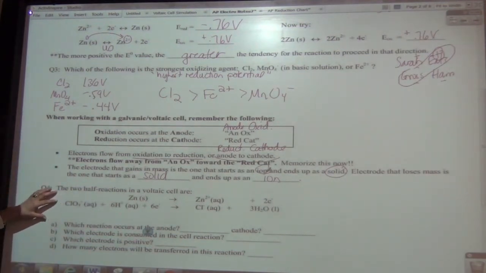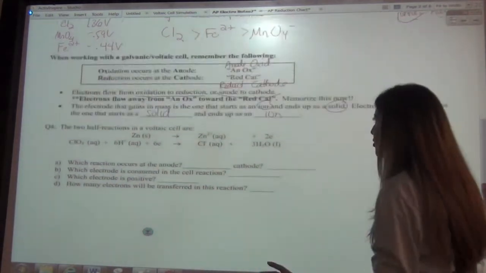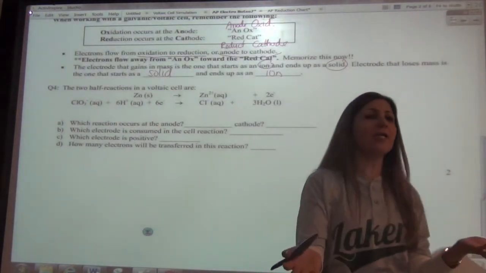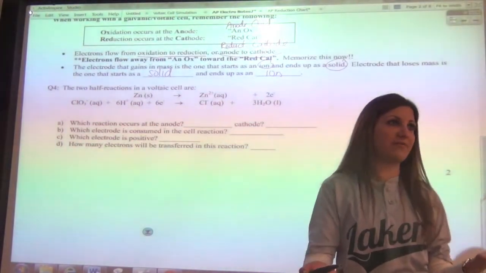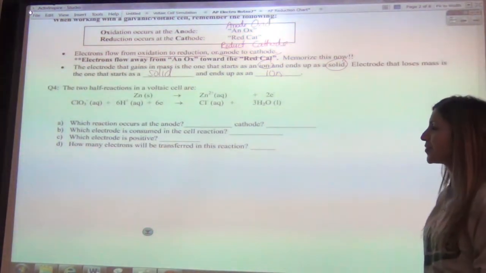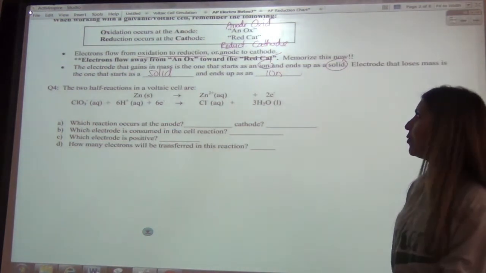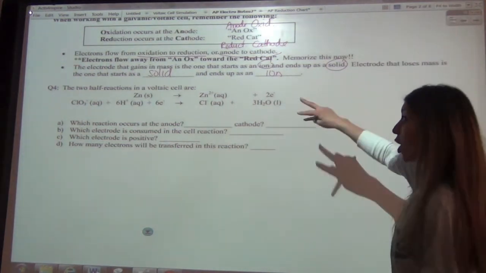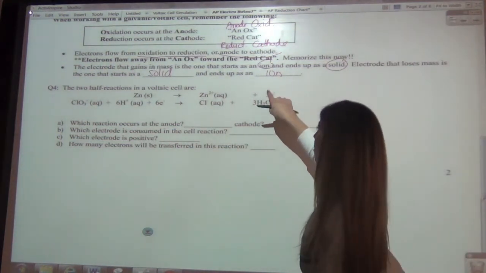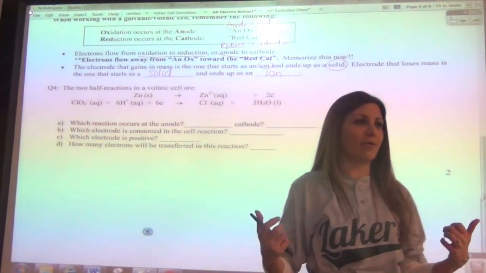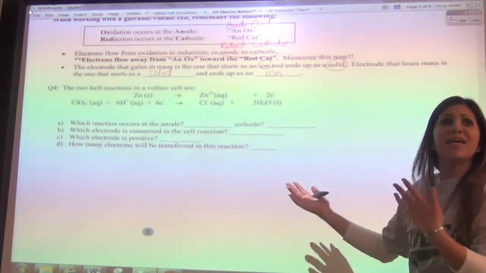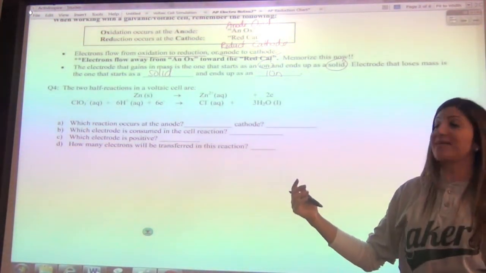The two half reactions in a voltaic cell are, and so we're given 2 of these half reactions, and it'll be done this way on the exam as well. There is no reduction chart that's given to you, so they'll just put it right into the problem. Which reaction occurs at the anode? Well, let's figure this out. If these are the 2 half reactions, and I'm seeing that one has the electrons on the right and one has the electrons on the left, then I know that it was written correctly. One's a reduction and one's an oxidation.